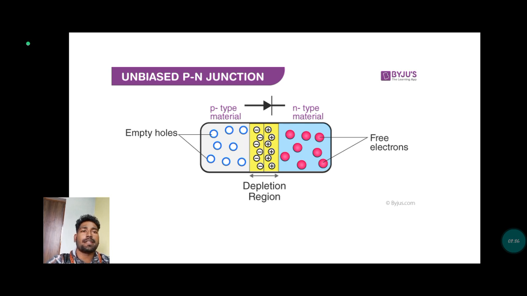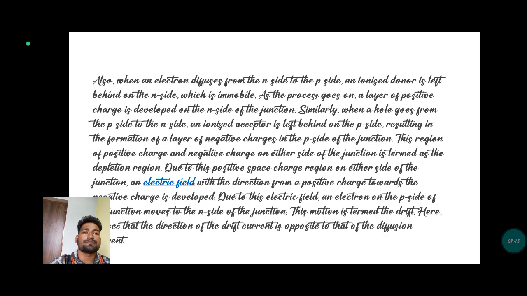P-n junction, n-type material, p-type material, empty holes, free electrons. Also, we have electron diffusion from the n side to the p side. An ionized donor is left behind on the n side, which is immobile, and as the process goes on, a layer of positive charge is developed on the n side of the p-n junction.